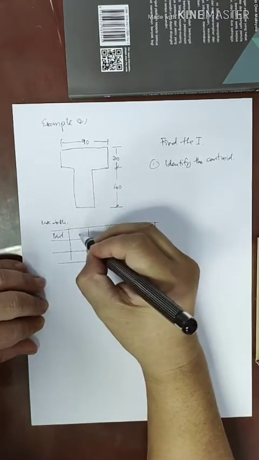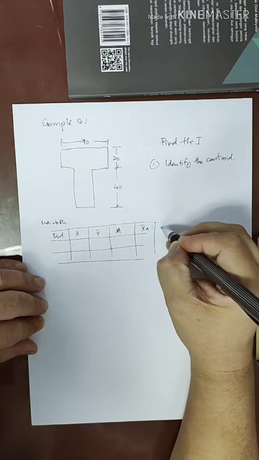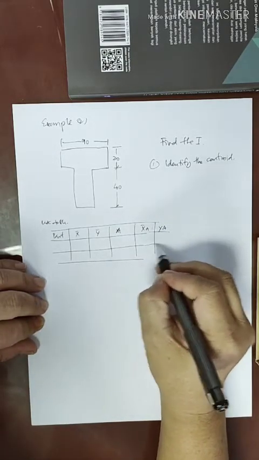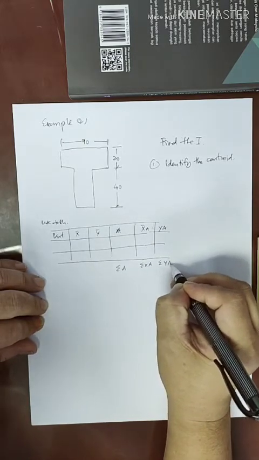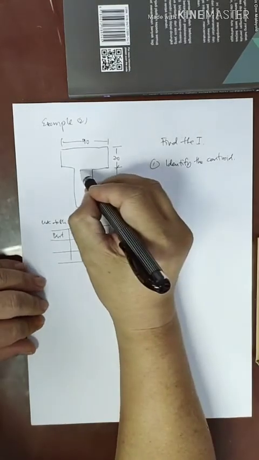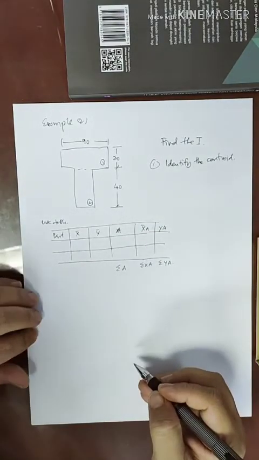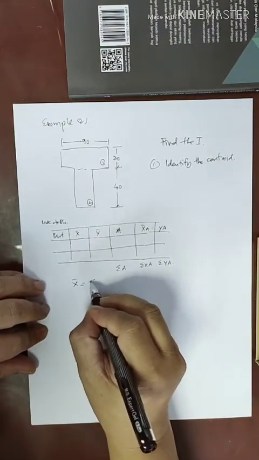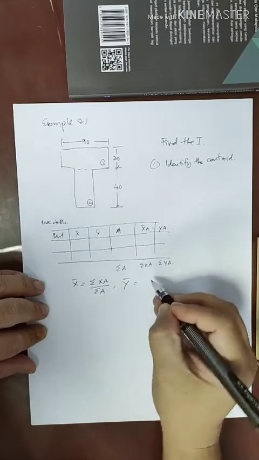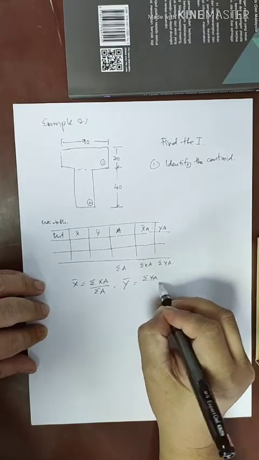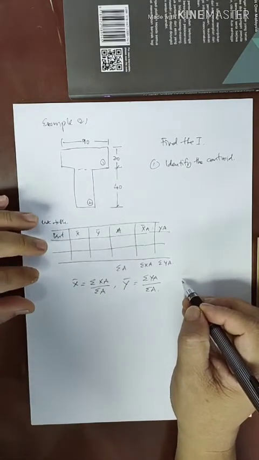Okay, this is part, this is x, this is y, this is a, this is xa, this is ya. This is summation a, summation xa, summation ya. So we identified part number 1 and part number 2. So the centroid x is equivalent to summation of xa divided by summation a, whereas y is summation of ya divided by summation a.